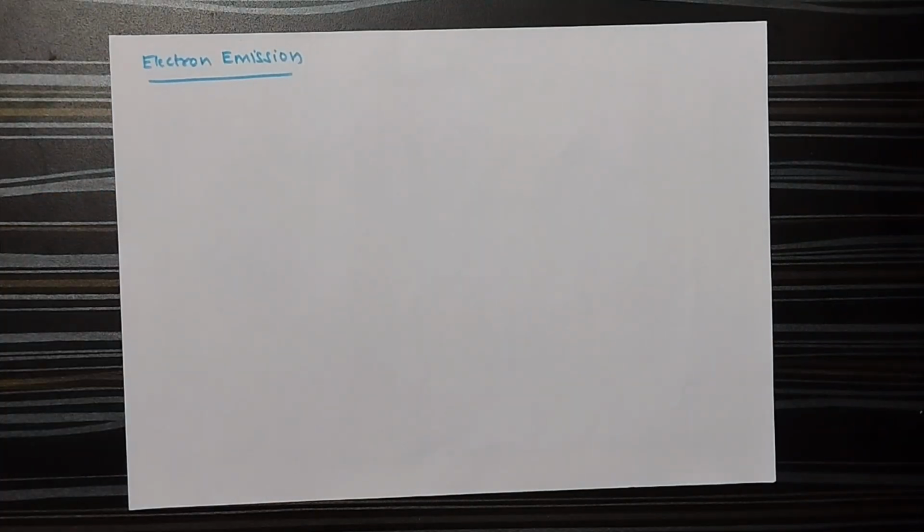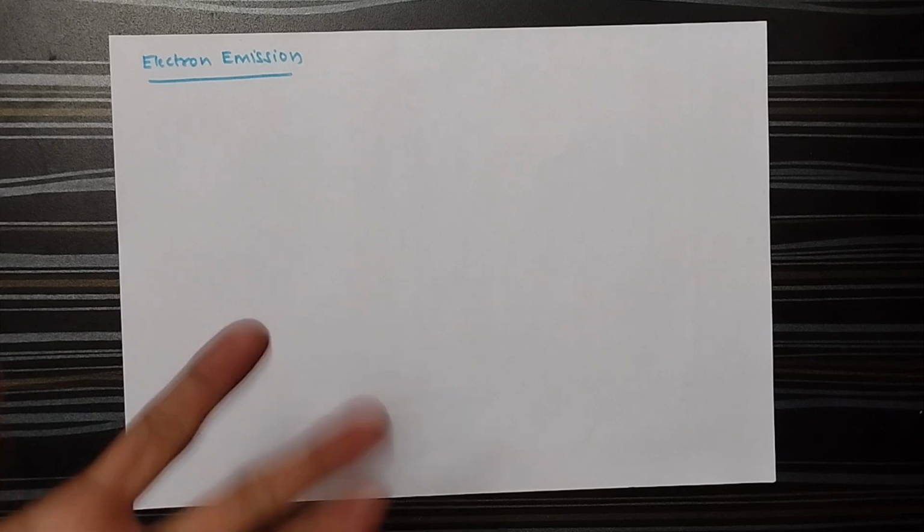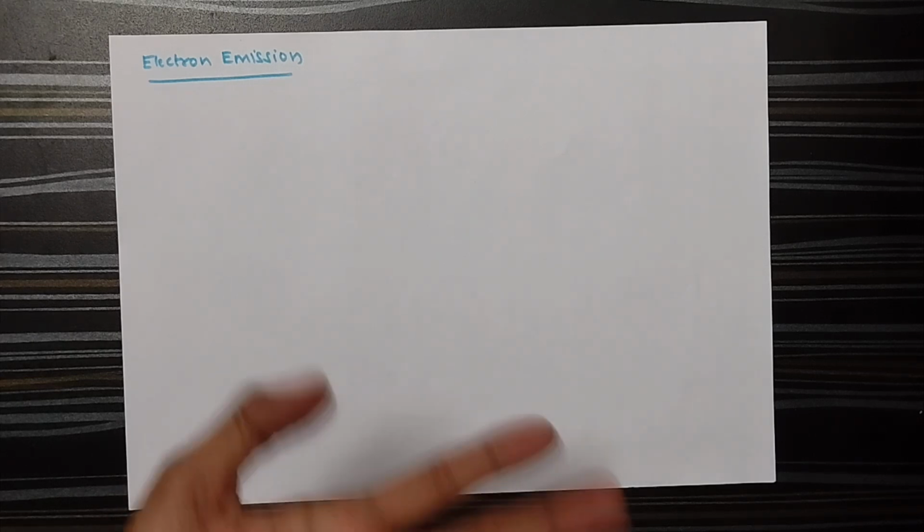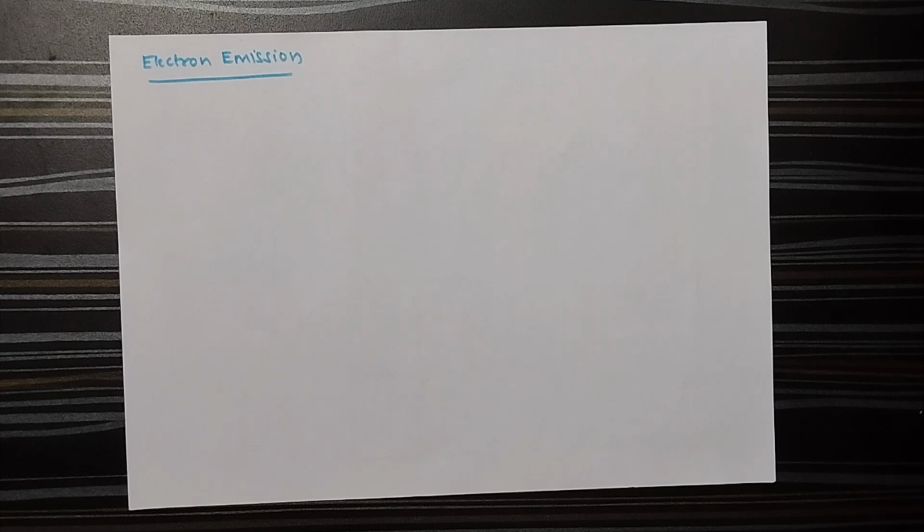What is an electron? Electrons are negatively charged particles. Okay, and emission means to release something, right? To send out or release something, often into the atmosphere. So what does electron emission mean? It means sending out electrons from a surface into the atmosphere. So we understood what electron emission is.